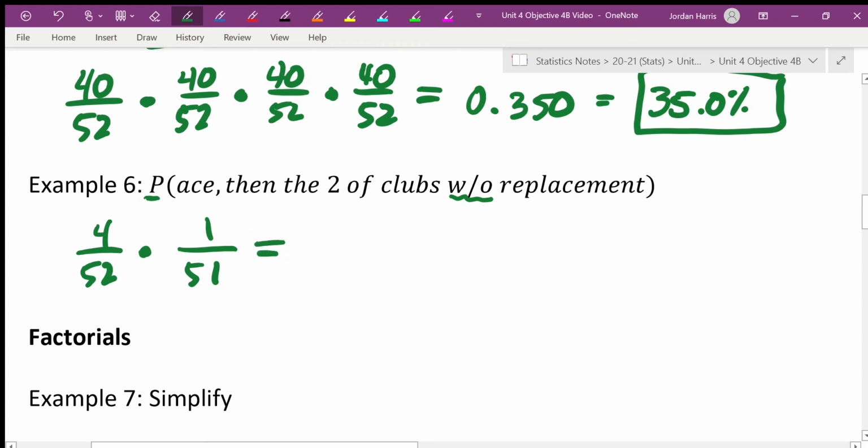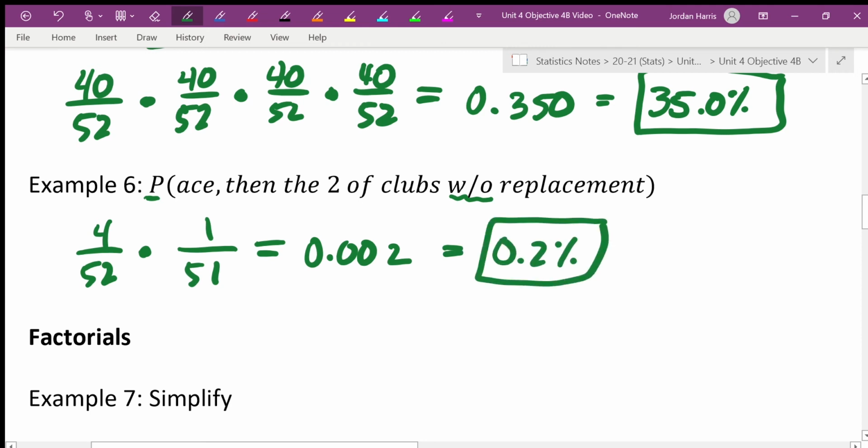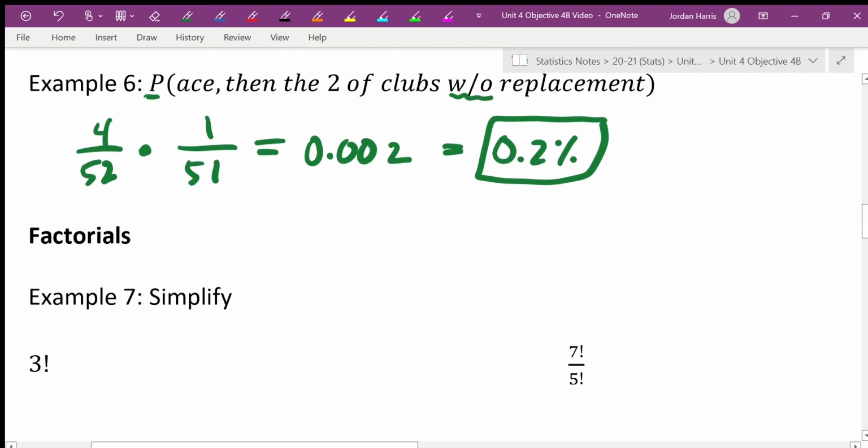So I multiply. I use my calculator, so I get 0.002. Move the decimal twice, and I get 0.2%. Very, very small probability, which most people could guess. What is the probability of getting exactly an ace and then exactly the 2 of clubs, the next draw? I mean, even without replacement, which decreases the number of cards, it's a really small probability.